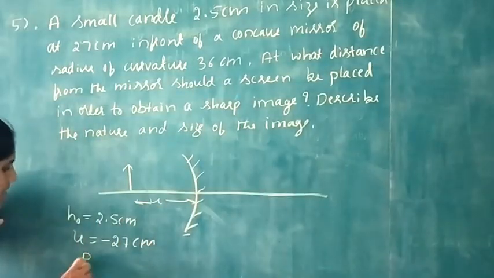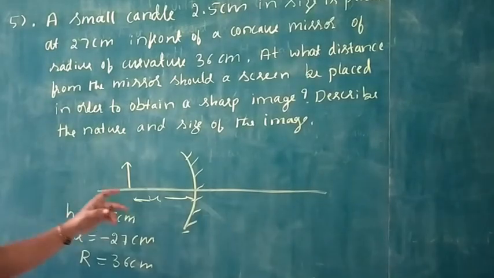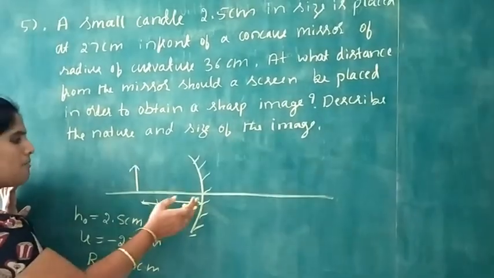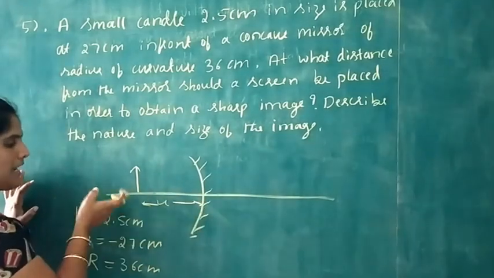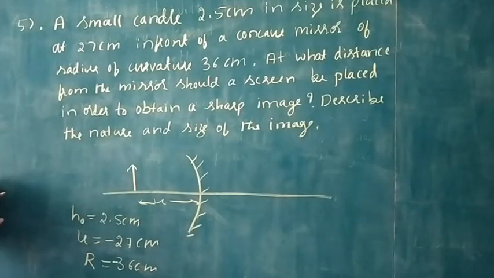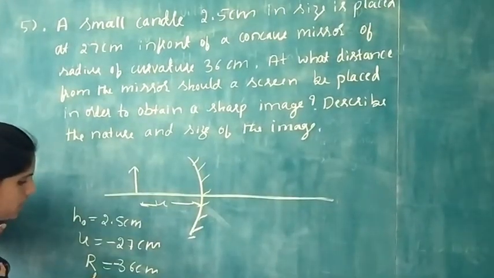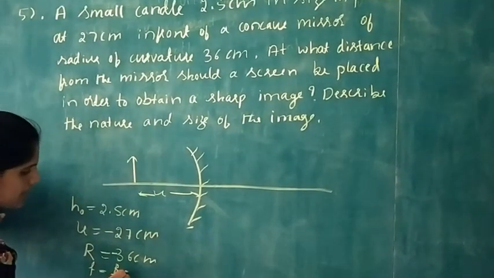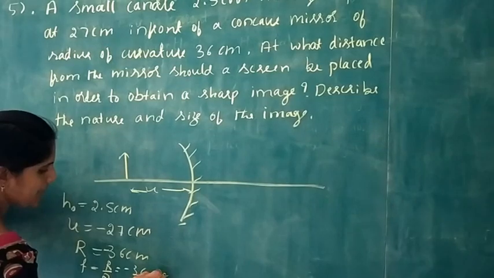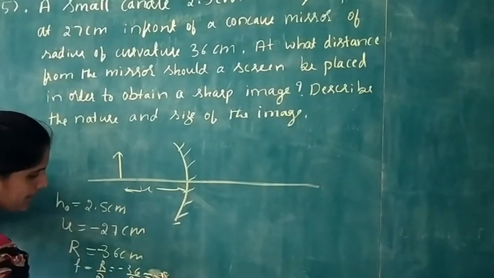That is R is equal to 36 centimeter. This R can also be taken as minus, because this radius of curvature is also measured opposite to the direction of incident ray. So R is equal to minus 36 centimeter. If R is equal to minus 36 centimeter, then f is equal to R by 2, that is minus 36 by 2, we will get minus 18 centimeter. f is equal to minus 18 centimeter.